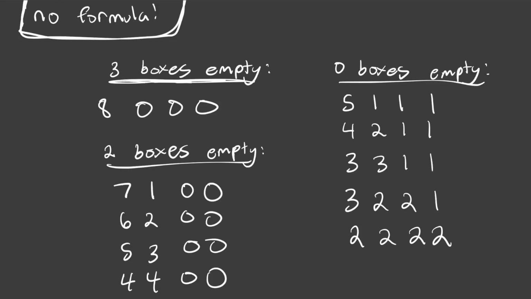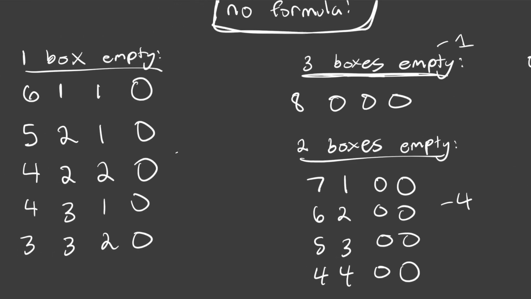Now let's count them up. We have 1 for 3 boxes empty, 4 for 2 boxes empty, 5 for 1 box empty, and 5 for 0 boxes empty. That's going to give us a total of 15, which is going to be our final answer.